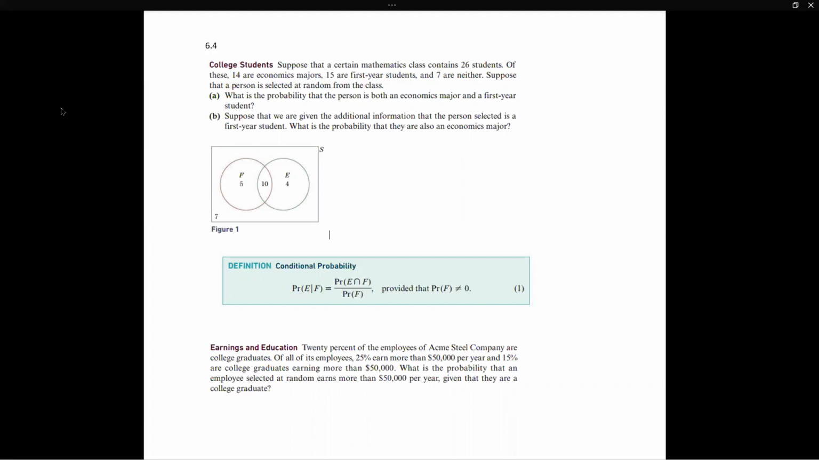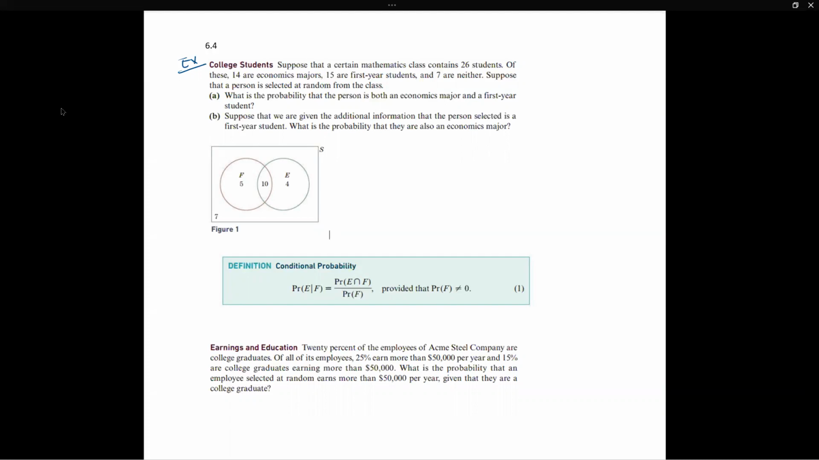I'll start with this example of college students. I put the Venn diagram for it because we have been using union and intersection for sets. Suppose that a certain mathematics class contains 26 students. Of these, 14 are economics majors, 15 are first year students, and 7 are neither. Suppose that a person is selected at random from the class.